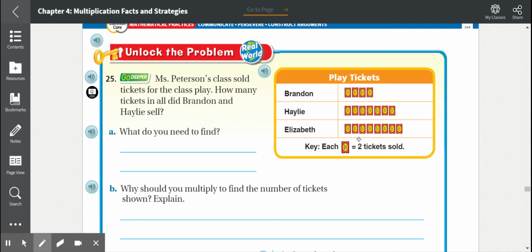So let's look at Brandon. If each ticket equals 2 tickets sold, that's 2, 4, 6, 8. Haley would be 2, 4, 6, 8, 10, 12, 14. Elizabeth would be 2, 4, 6, 8, 10, 12, 14, 16.